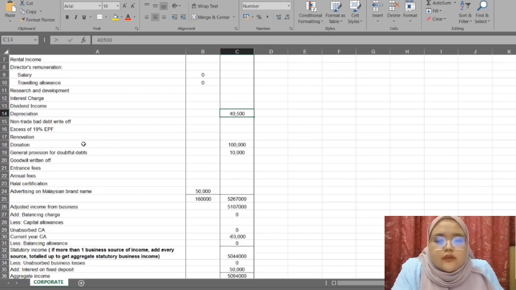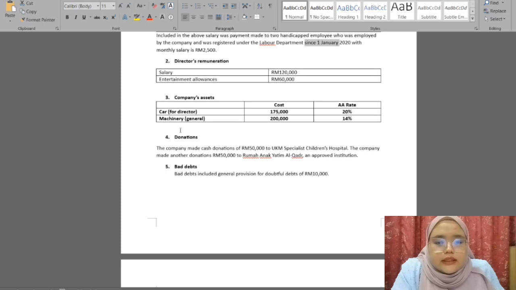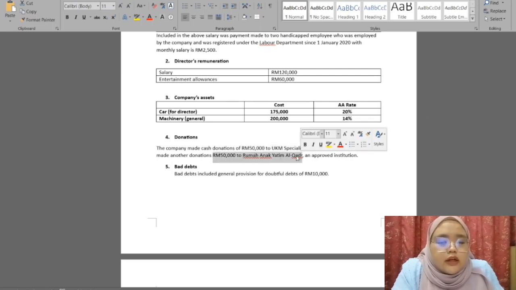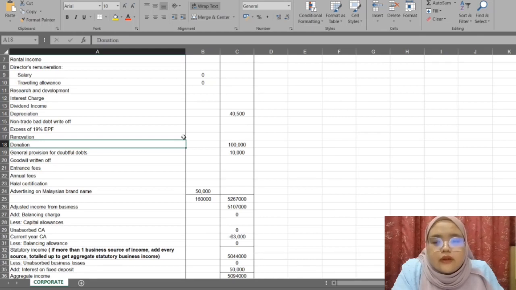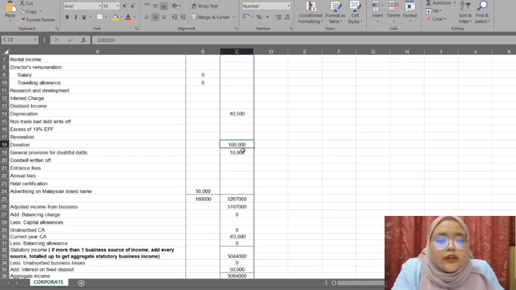And next, for donation, the company made 2 donations. First, RM 50,000 to UKM Specialist Hospital, and the second donation was made to Rumah Anak Yatim Accord, RM 50,000. So we add both amounts and put RM 100,000 on the add back side.